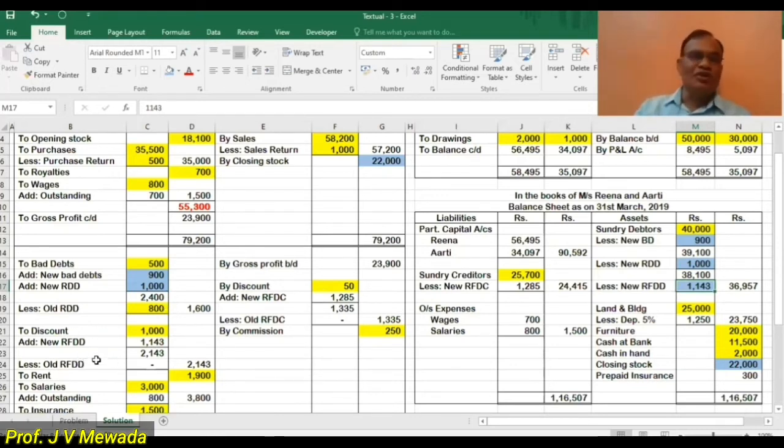Now it is in short here, bad debts we are saying RDD. But in case of reserve for discount on debtors, our short form is RFDD. So RFDD, it is a new RFDD on the debit side of profit and loss account. So that is the effect of RDD, RFDD.